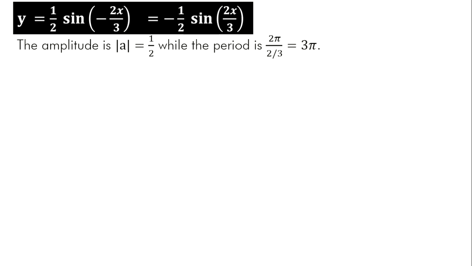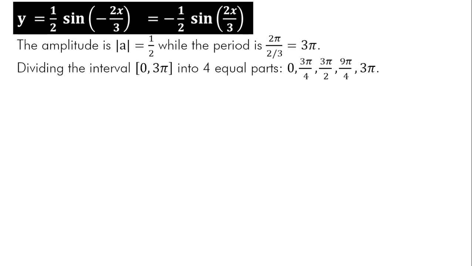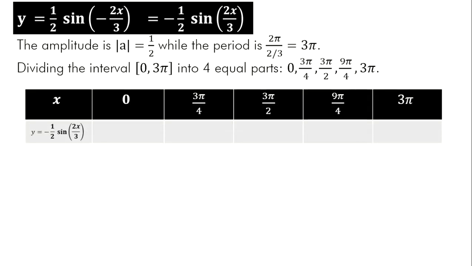So the amplitude here is 1/2, while the period is 2π over 2/3. That is 3π. So the period is 3π. And then from 0 to 3π, again, we need to divide it into 4 equal parts. And that is 0, 3π/4, 3π/2, 9π/4, 3π. And then again, substitute it in our function, y = -1/2 sin(2x/3). And you can use your calculator to evaluate this.